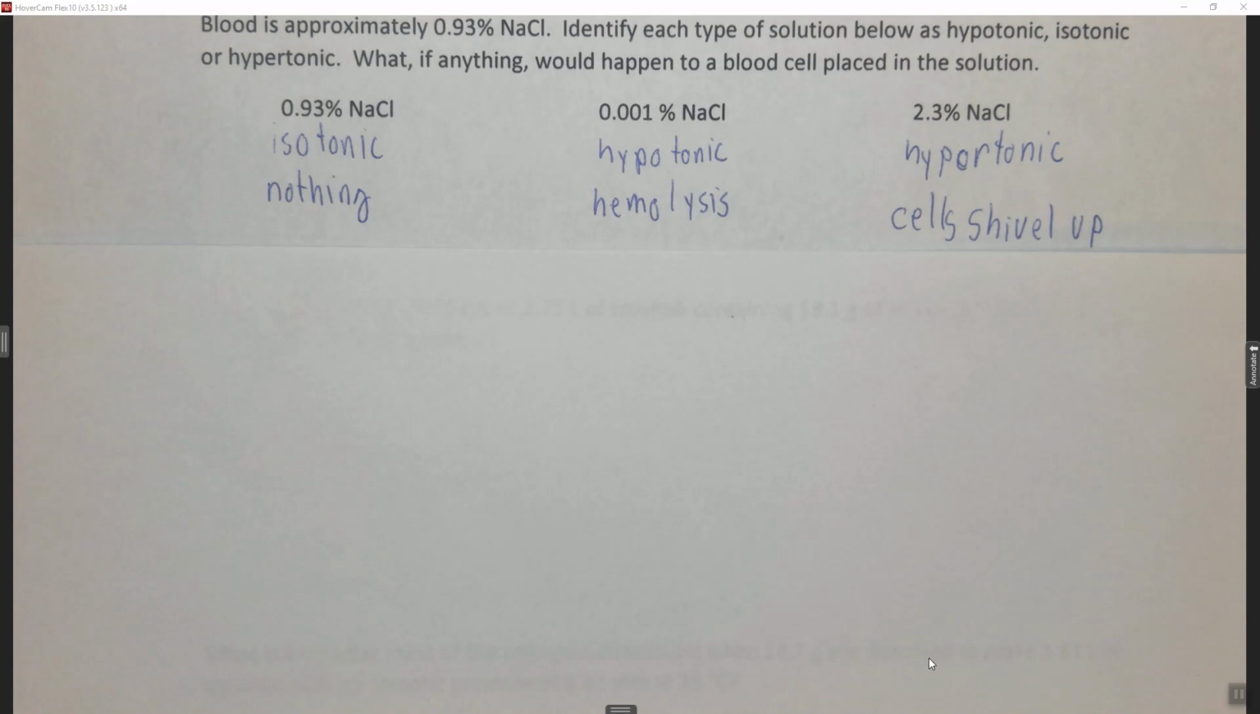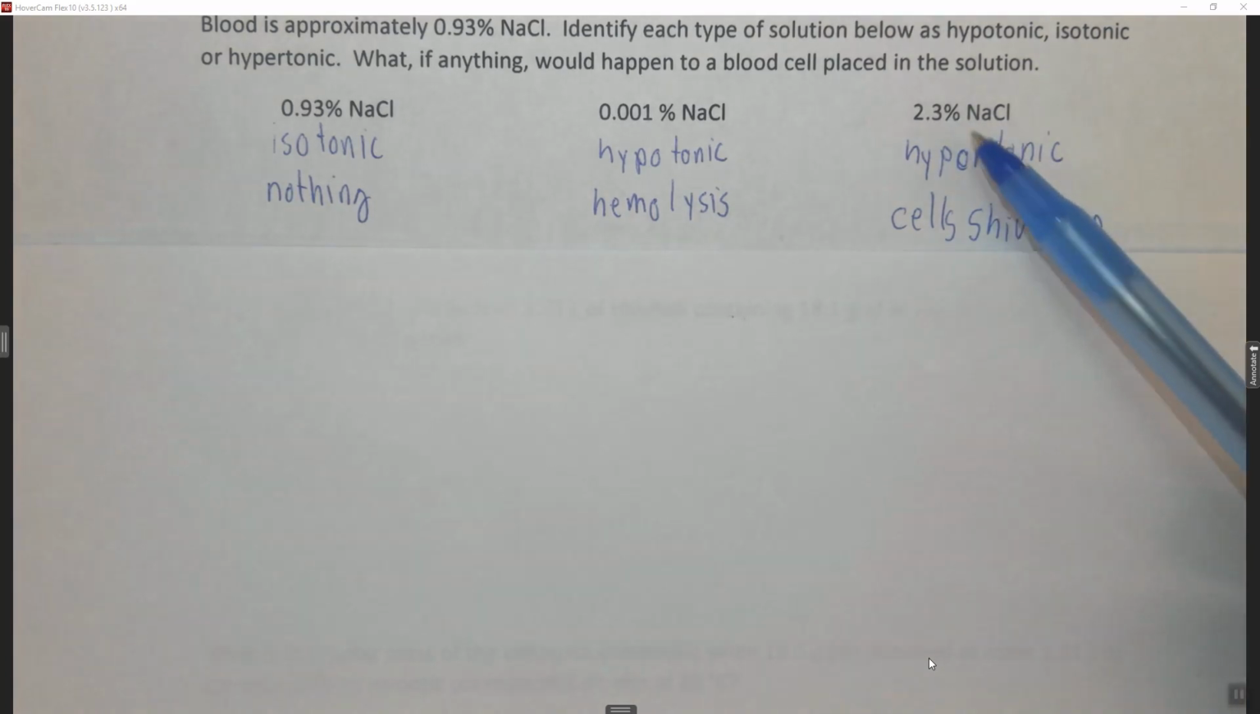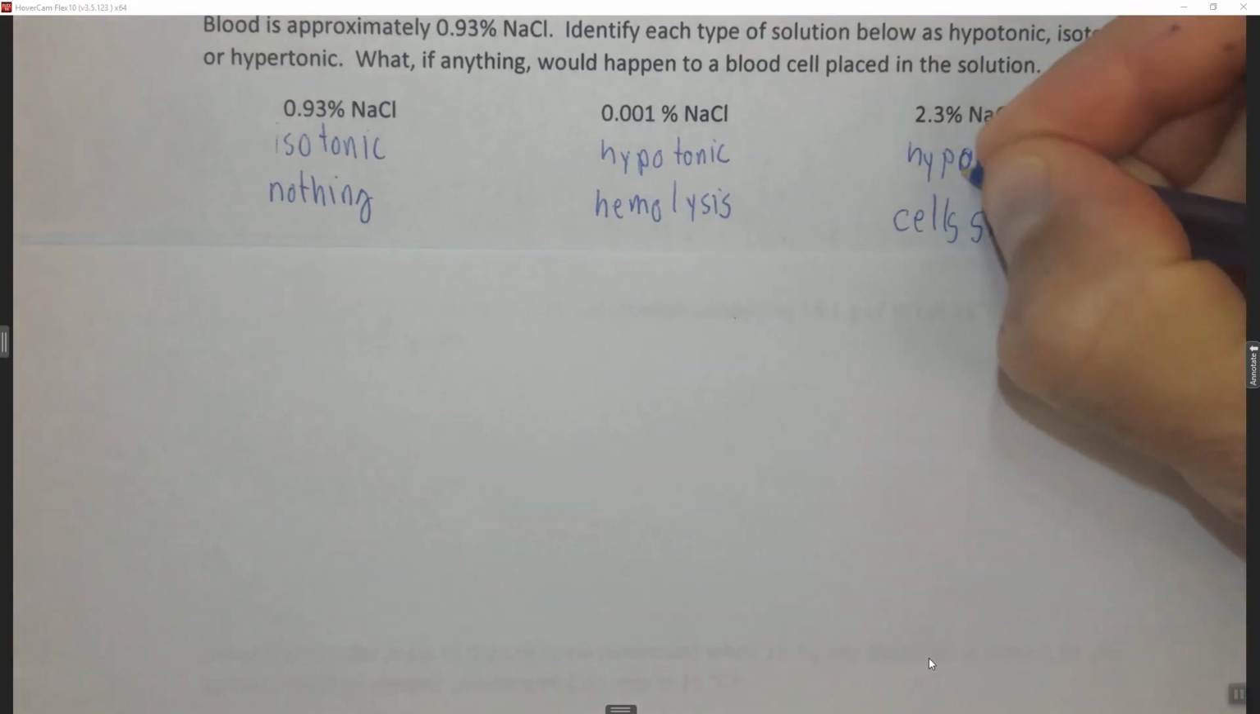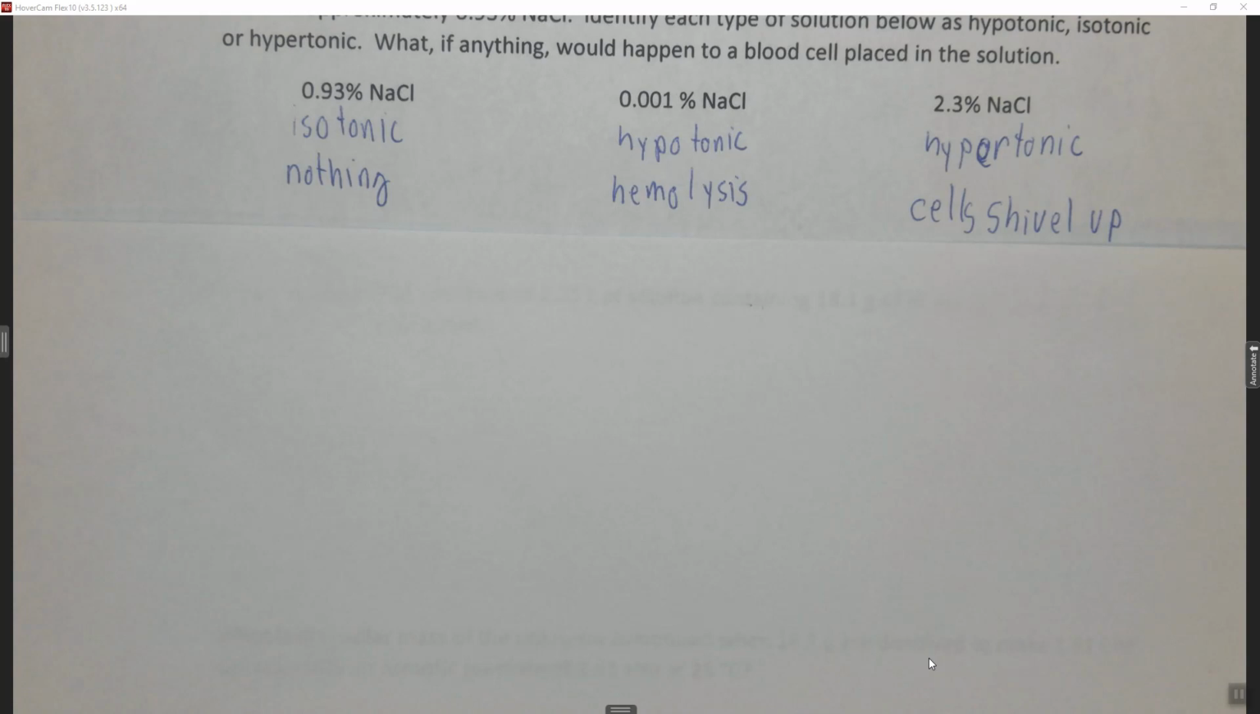That is called hemolysis. If you have a higher concentration outside the cell, the water will rush out of the cell and try to dilute the solution on the outside. This is called a hypertonic solution, and the cell actually shrivels up because it loses its water.